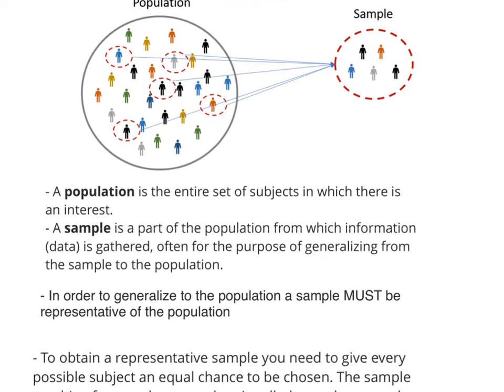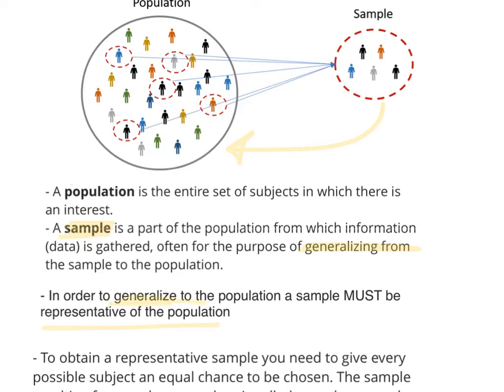So a population, as I was saying before, is the entire set of subjects that you're interested in. A sample is only a part of that population that you're picking from. So you're picking this sample from the bigger population. And the goal of a sample, and this is a huge fact of this topic, is that you want your sample to allow you to generalize from the population, so that you can make inferences about the population. In order to generalize to the population, you must have a representative sample.